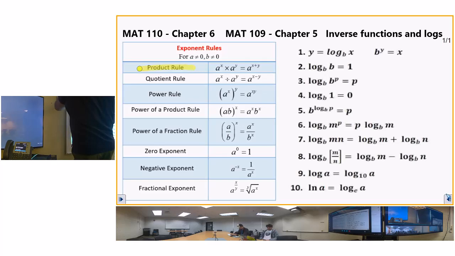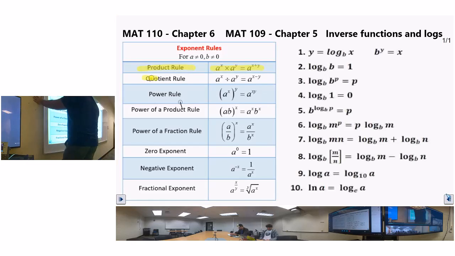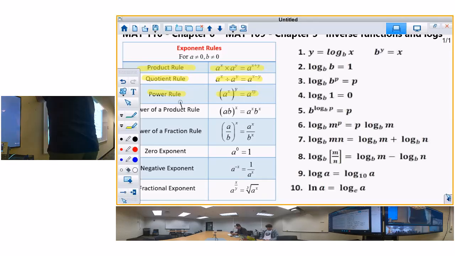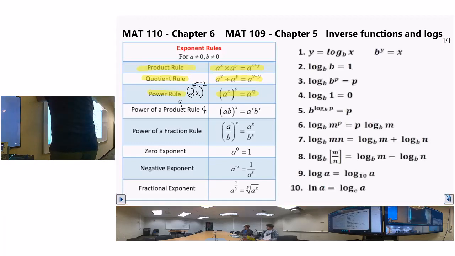Okay. There's the product rule where you add the exponents. The quotient rule where you subtract the exponents. The power rule, which is basically the distributive law with exponents. Don't use that one very much, but you can use it. That means that you distribute the power to both the terms inside the parentheses. You see this a lot: 2x quantity squared. What's the answer to 2x quantity squared? 4x squared, because you've got to square both the 2 and the x.